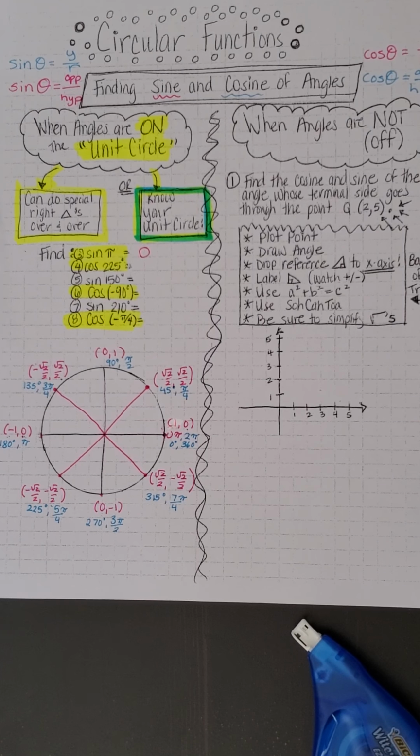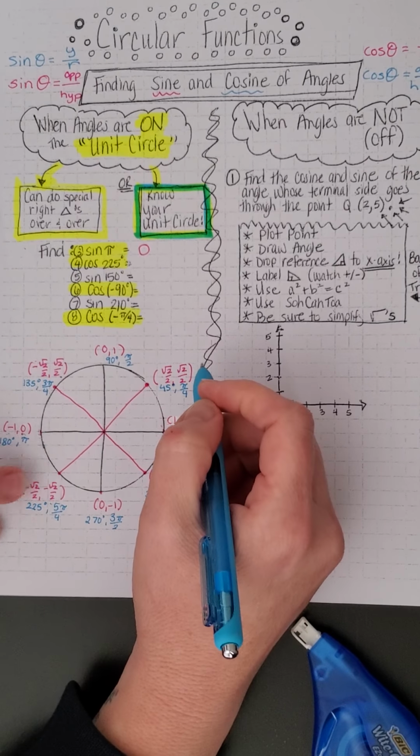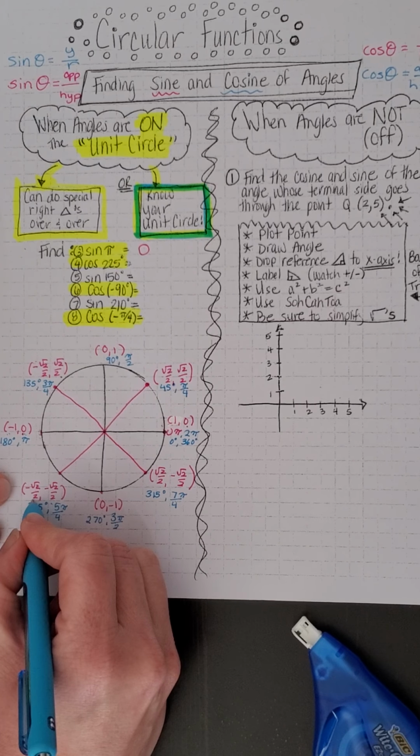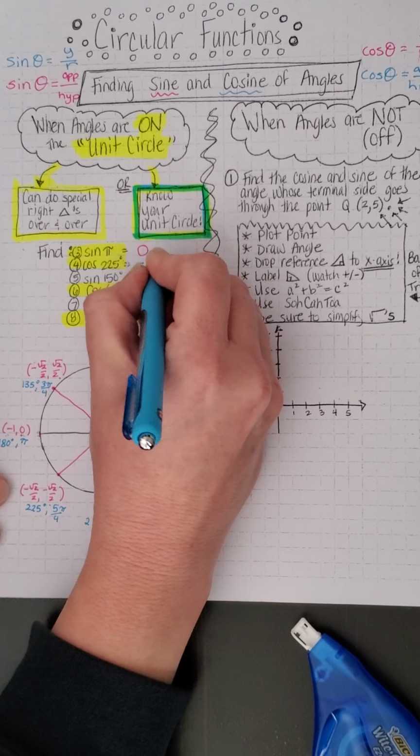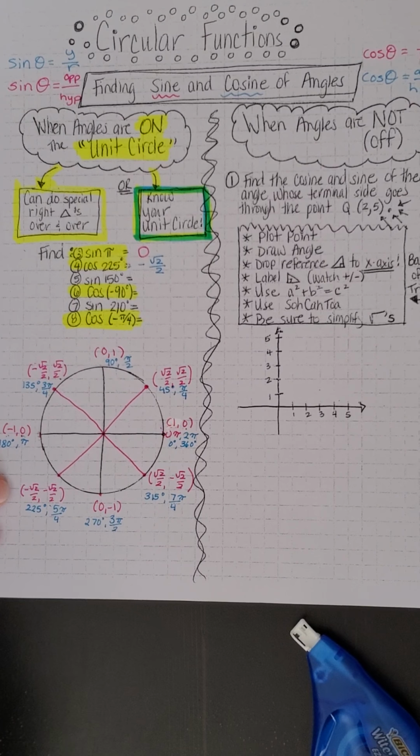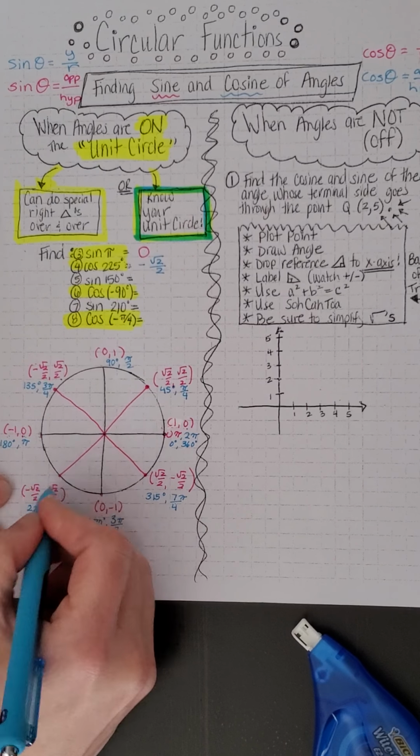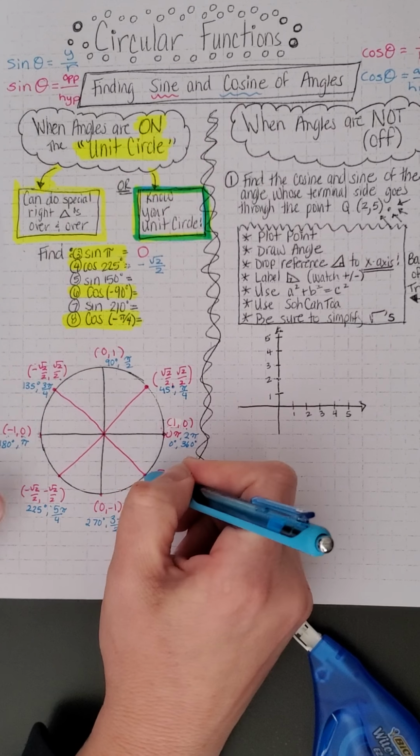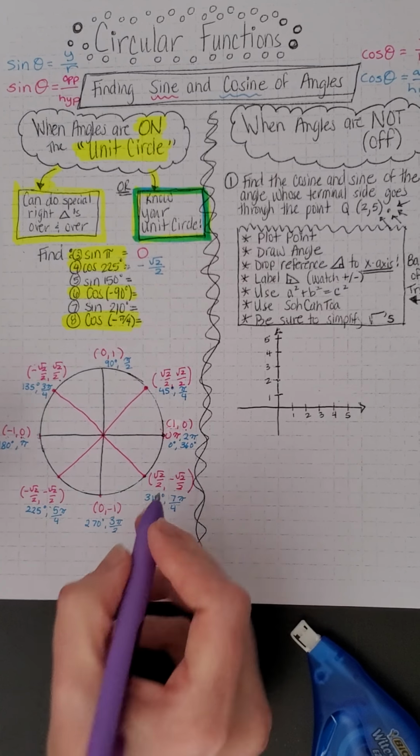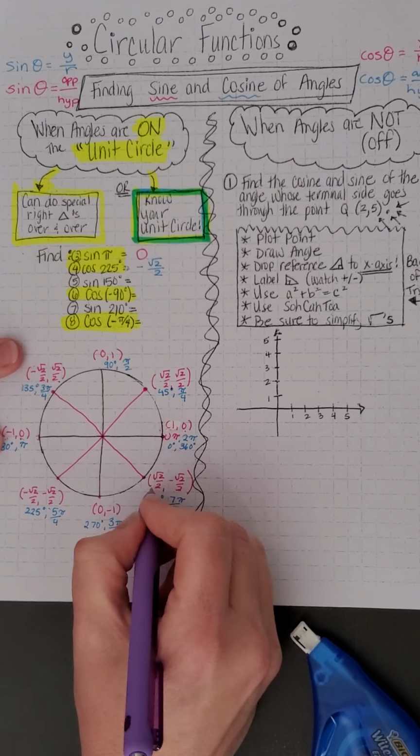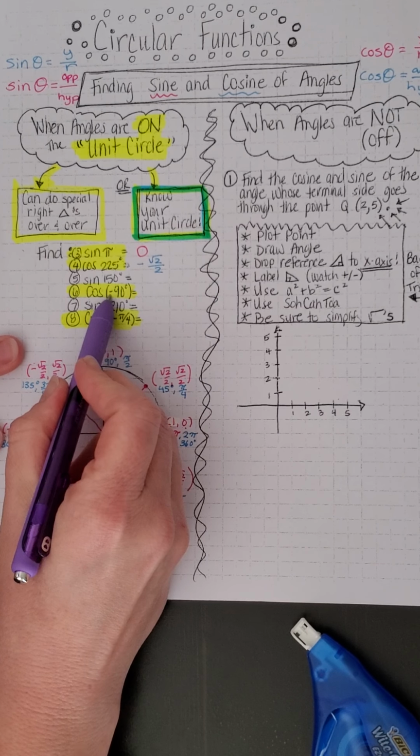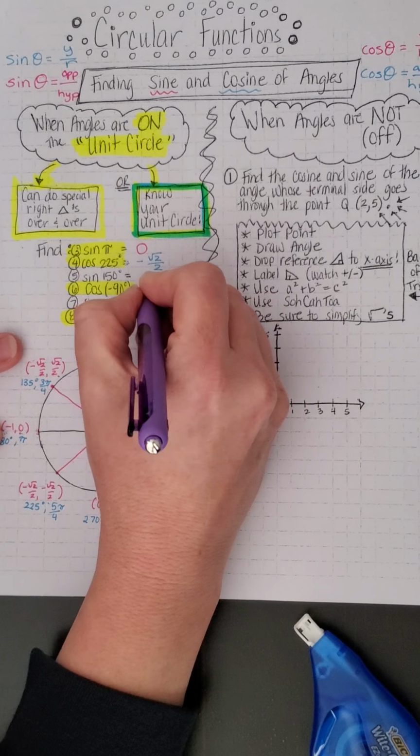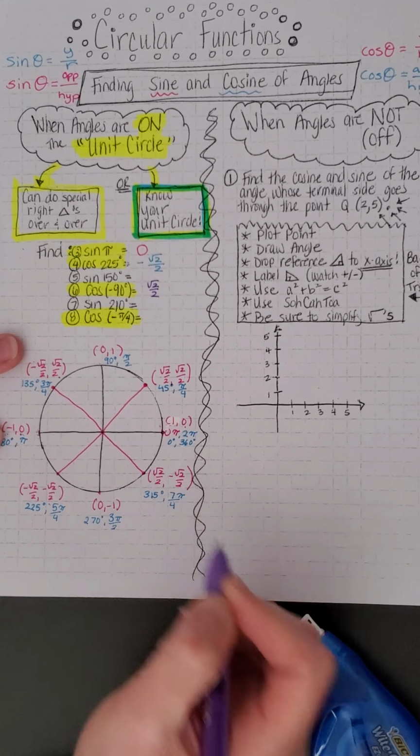Cosine is x over r. So cosine 225: cosine is x, which is negative square root 2 over 2, over r, but r is 1. The next one I'll do is negative 90. Negative 90 degrees would be right here at 315. All that does is tell me which direction to go. It does not necessarily make my value negative. Cosine right here would be x, which is square root 2 over 2, again over r, but r is 1.